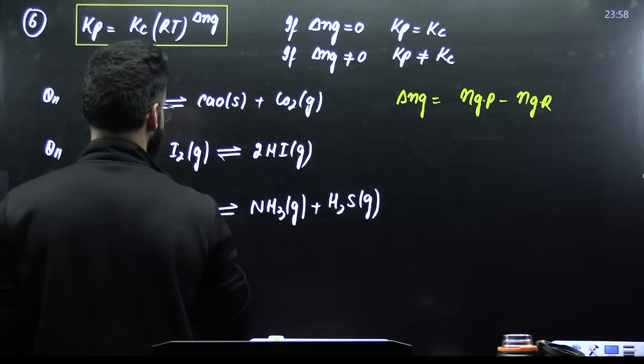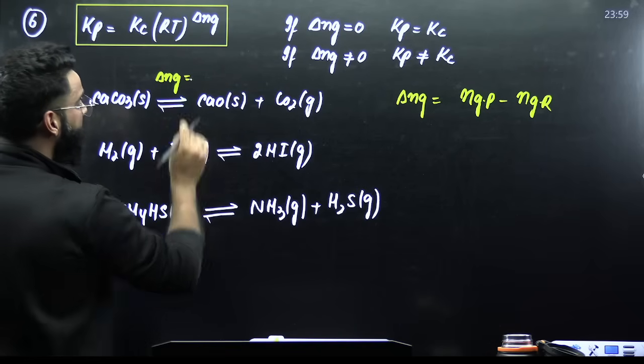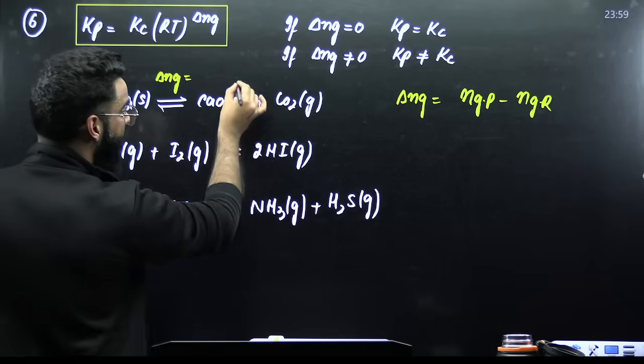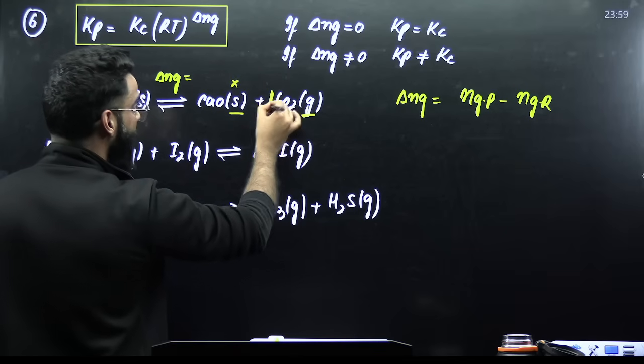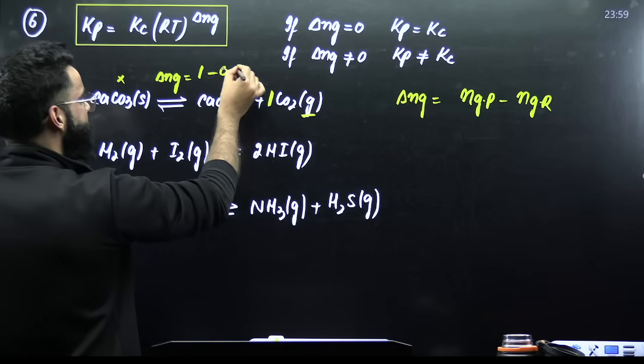For example, this is the reaction. Calculate delta Ng for this reaction. Delta Ng is equal to the number of moles of gaseous product. This is not the gaseous product, this is the gaseous product. How many moles? 1. Minus the number of moles of gaseous reactant. There is no gaseous reactant, so delta Ng is 1.